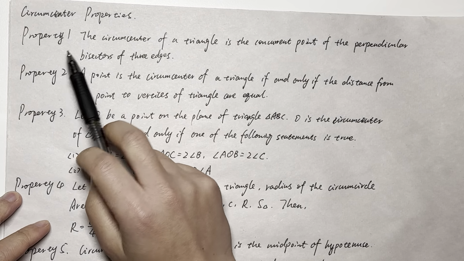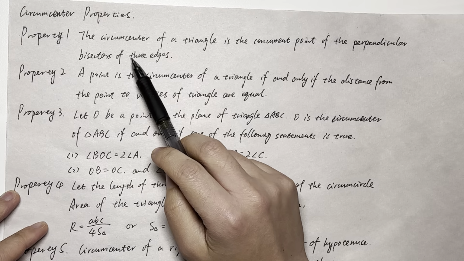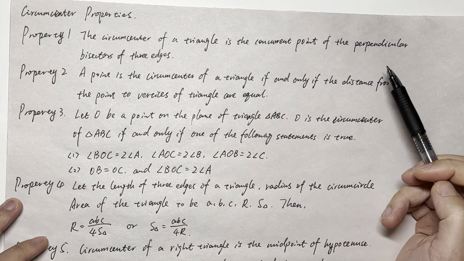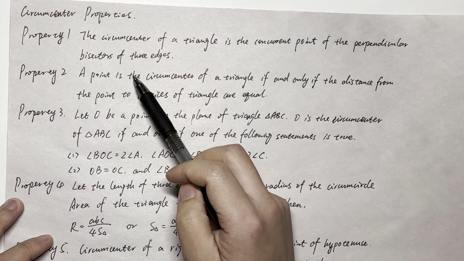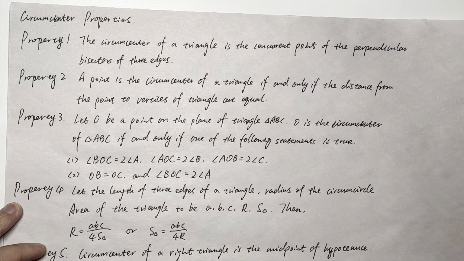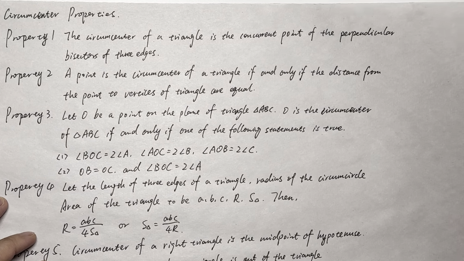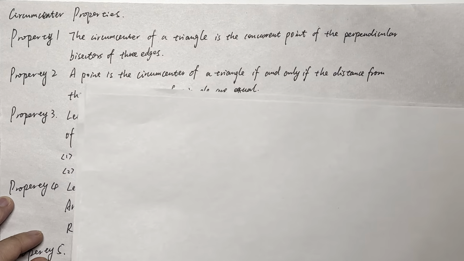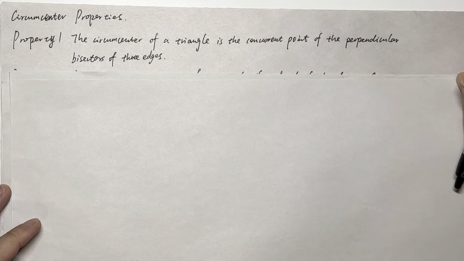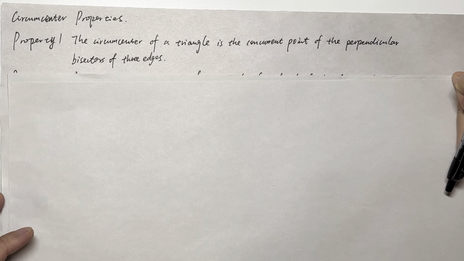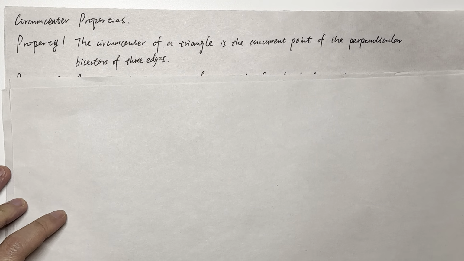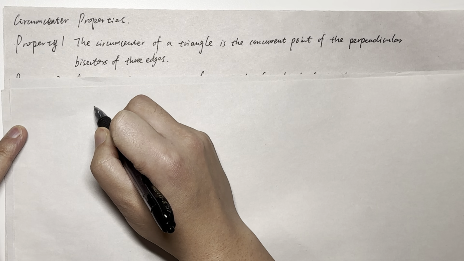So, for the circumcenter, we will discuss the properties first. The first property says that the circumcenter of a triangle is the concurrent point of the perpendicular bisectors of the three edges. That's the definition of the circumcenter, and it's also a property of the circumcenter. Basically, the three perpendicular bisectors of the three edges are concurrent.